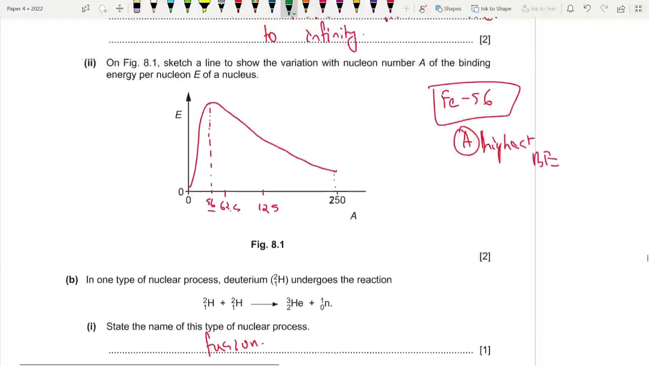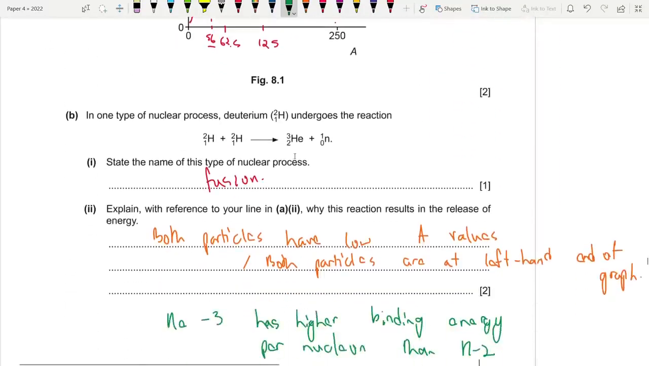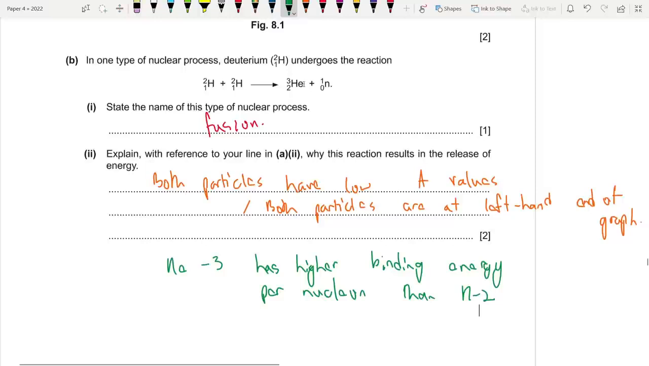So think about it. Binding energy is the energy required to separate the nucleons in the nucleus to infinity. So since helium has higher binding energy than the hydrogen atoms on the left hand side, obviously this reaction will release some energy. Why is that?